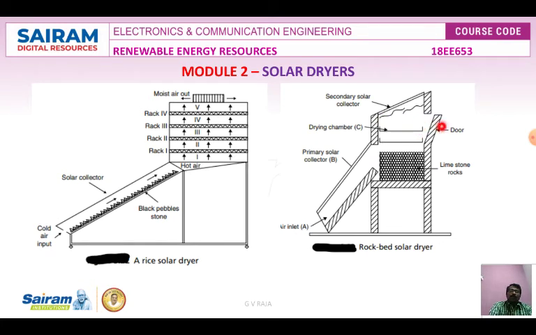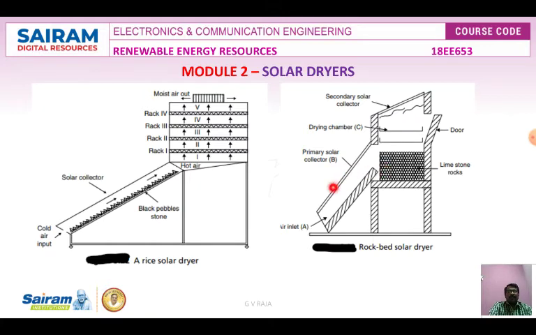So here the door will be opened like a microwave oven. Here also one secondary solar collector will be there. The door will be opened and closed, and the items will be kept inside. If you want to keep tea seeds or coffee seeds, whatever seeds, we can keep them here.